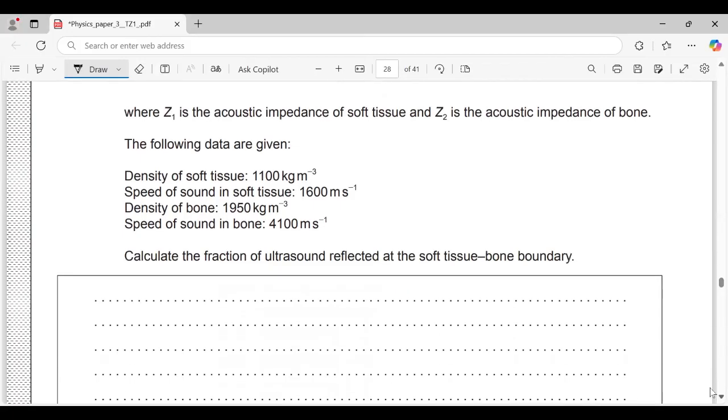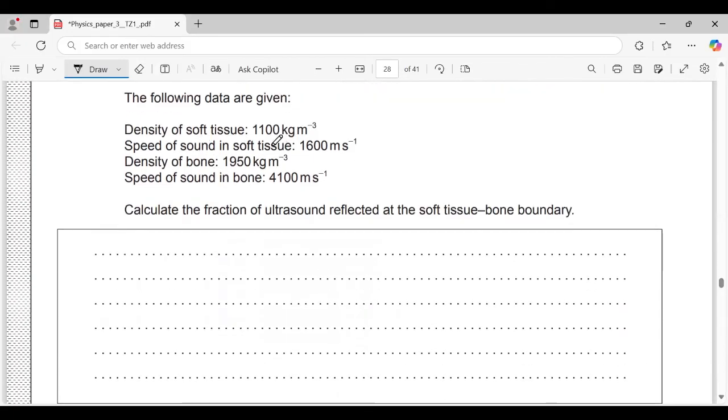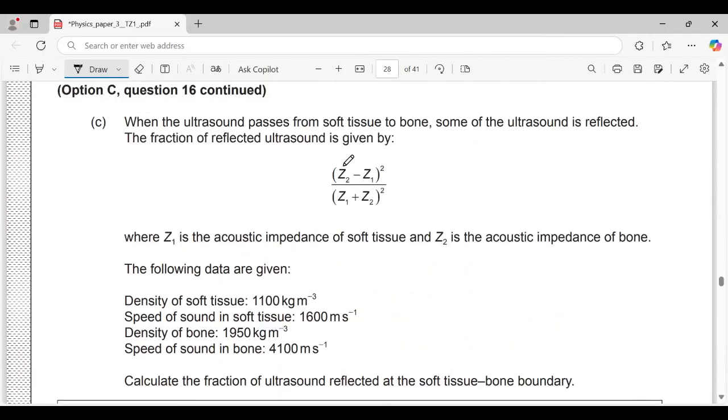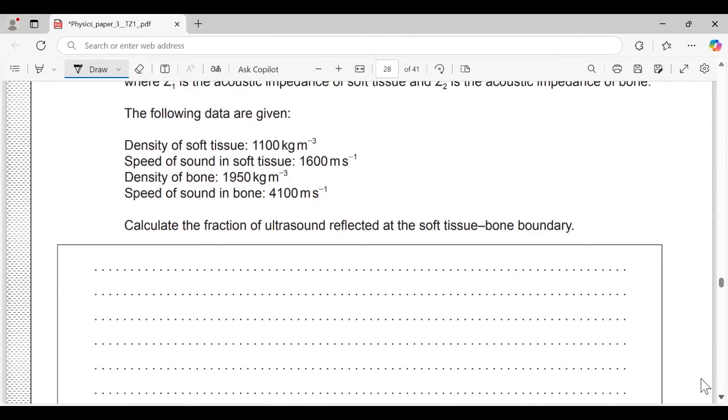The following data are given: density of soft tissue 1,100 kg per meter cubed. Speed of sound in soft tissue is this one. These are the data. Calculate the ultrasound reflected at the soft tissue bone boundary, right? To calculate the ultrasound reflected, we need to find one by one. Z1 first, according to this formula. So we need to calculate Z1 first.